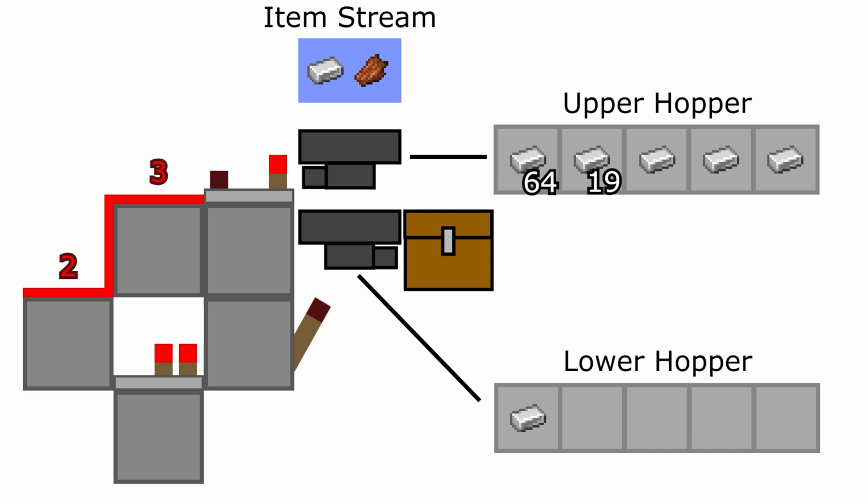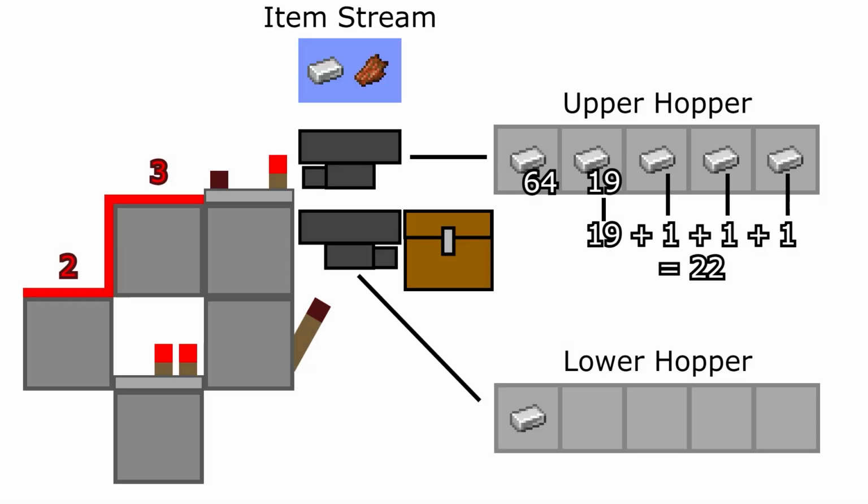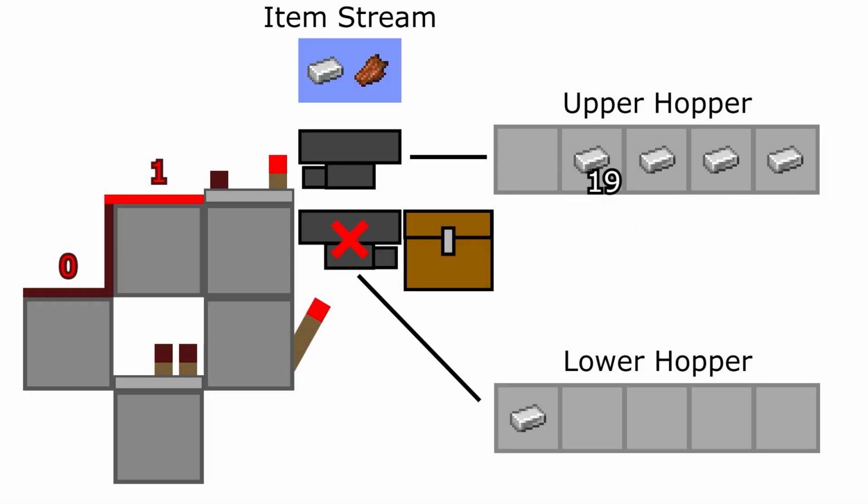I'll show you why. Slot 2 has 19 ingots, and there's 1 ingot in slots 3, 4, and 5. 19 plus 3 is 22, which means that as long as there's a single item in slot 1, the comparator output will be at least 2. Slot 1 will empty completely before the comparator output goes back to 1 and locks the lower hopper, meaning there will be an empty slot the rotten flesh can start piling up in. So that's not the solution, but it's on the right track.